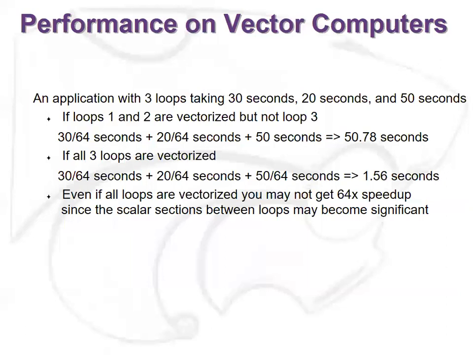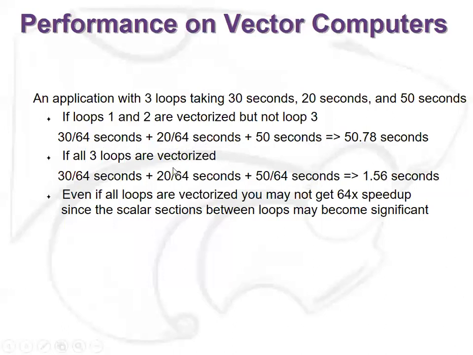So this is an example where if you have three loops, the first taking 30 seconds, the second 20, the third 50, let's say you can speed up the first two by 64 times, but not the third one for some reason. So the first one would take 30 over 64 seconds, so less than a second. Second takes less than a second, but now the third one we can't speed up, so it takes the full 50 seconds. So now we've sped up our code from 100 seconds down to about 51. It's only twice as fast, all because it's that very last loop that we couldn't speed up.